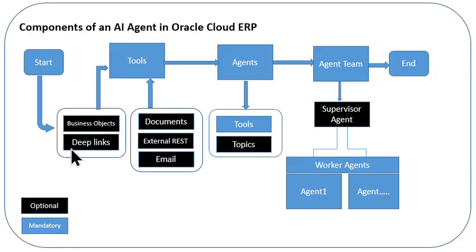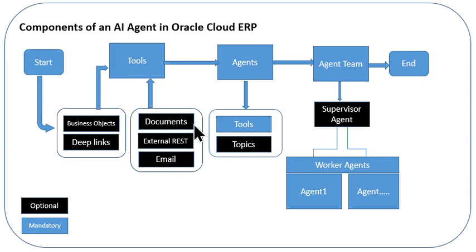Deep links support the business object that you have used to invoke the REST API, for example, querying the details of an AP invoice. Deep links, when configured on that business object, help the users navigate back to the application screen based on the deep link that is configured.